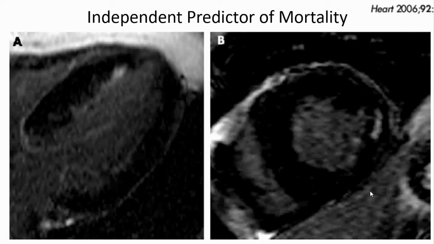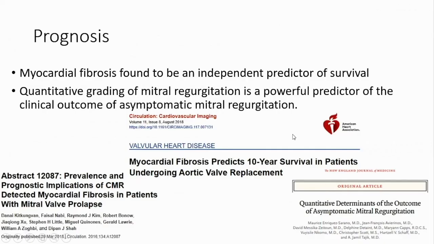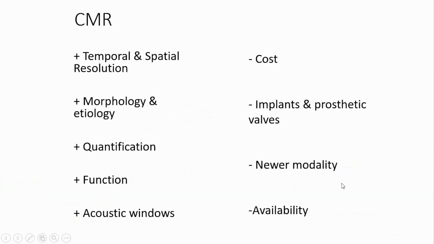Multiple studies have shown that myocardial fibrosis is an independent indicator of mortality and affects the prognosis of patients with valvular heart disease. So, cardiac MRI has the advantage of good resolution, good delineation of morphology and cause. The quantification can be done quite accurately, and the ventricular function obtained is the reference standard across all imaging modalities. It can be scanned even in patients who do not have good acoustic windows in echocardiography.